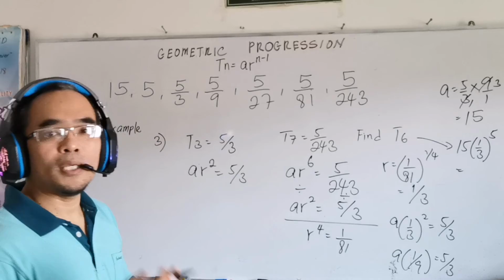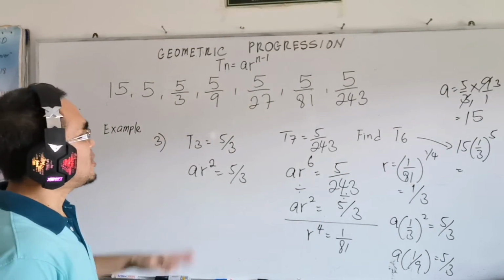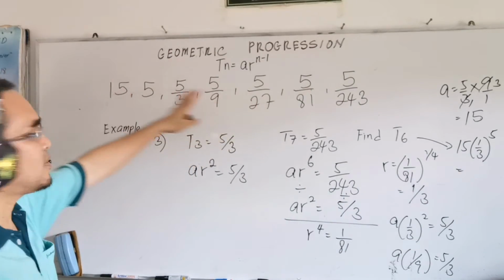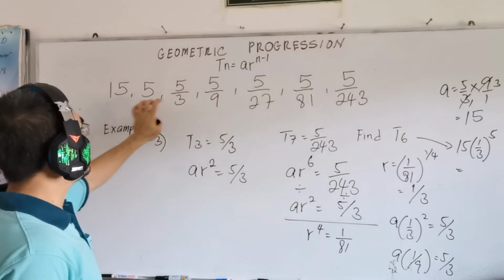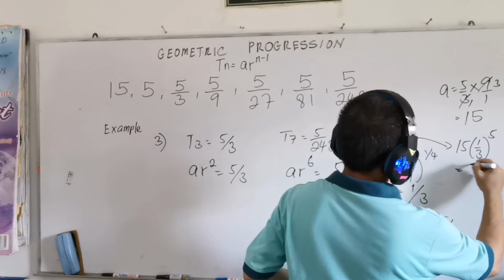If let's say you want to use a calculator, it's okay. But because this is just hypothetical, based on this info, 1, 2, 3, 4, 5, 6, you get 5 over 81.